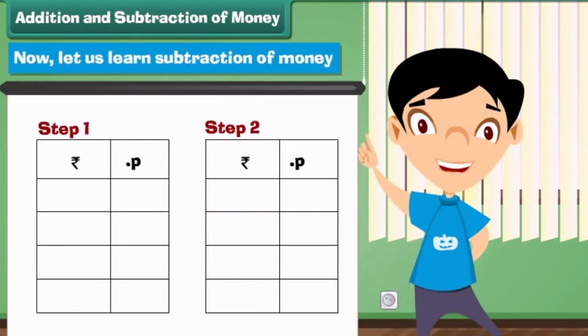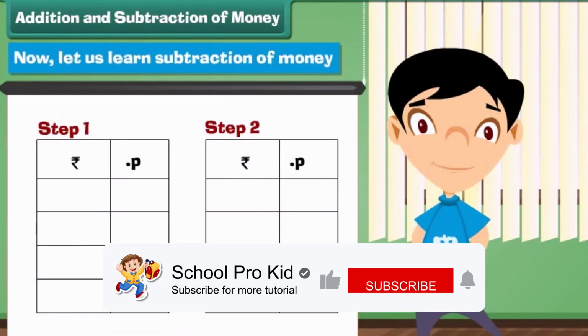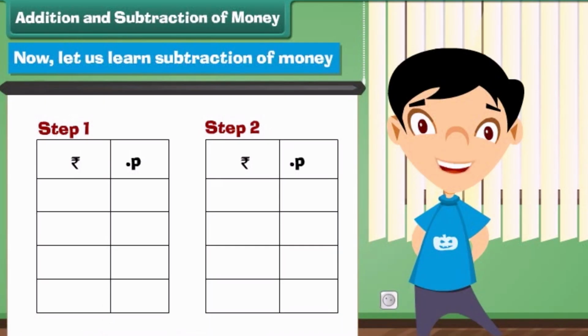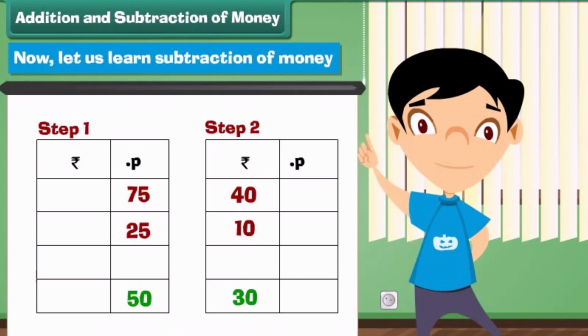Now let us learn subtraction of money. Subtract 10 rupees 25 paise from 40 rupees and 75 paise. Step 1. Subtract the numbers in the paise column. 75 minus 25 is equal to 50 paise. Write 50 under the paise column. Step 2. Subtract the numbers in the rupees column. 40 minus 10 equals 30. Write 30 under the rupees column.